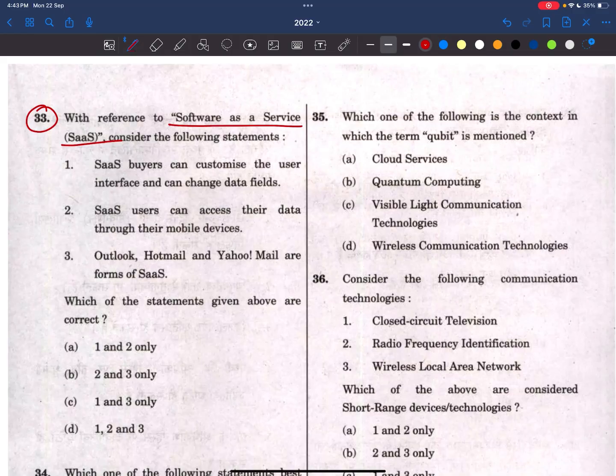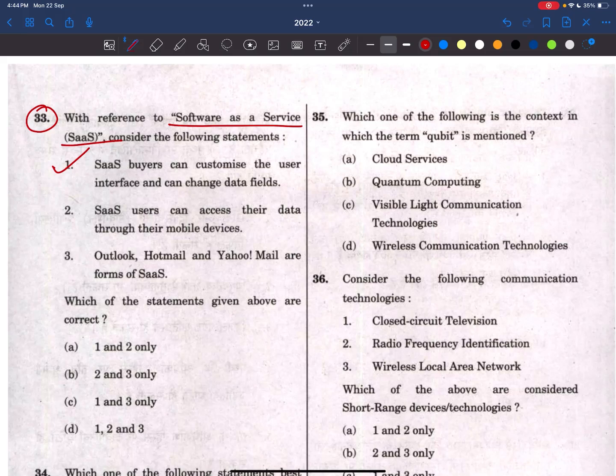Any software or any app which you are using. Okay, if you are using a mobile phone, it is also operating on an operating system, right? Now let's keep this in mind and let's solve these questions. Okay, SaaS buyers can customize their user interface and can change data fields. See, this statement is true.